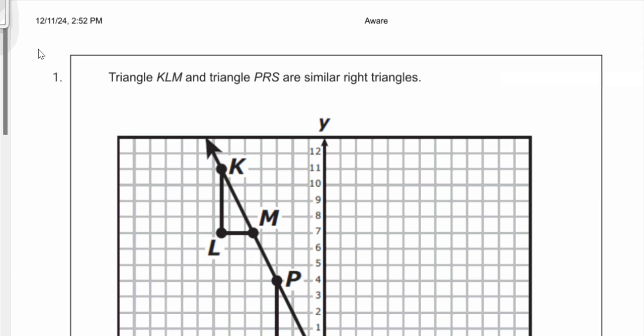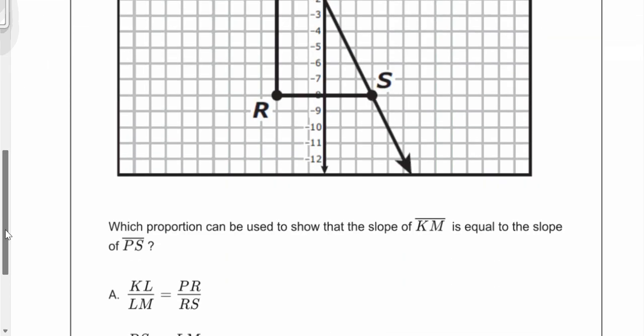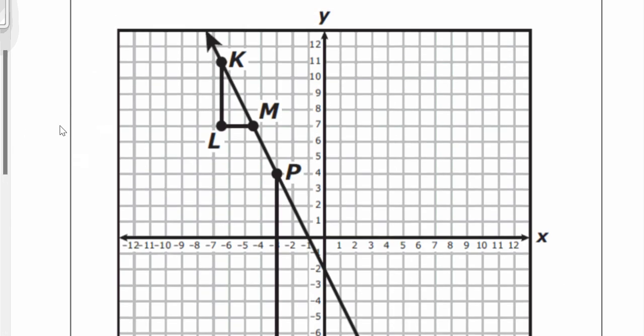Okay, number one, triangle KLM and triangle PRS are similar right triangles. Which proportion can be used to show that the slope of KM is equal to the slope of PS?